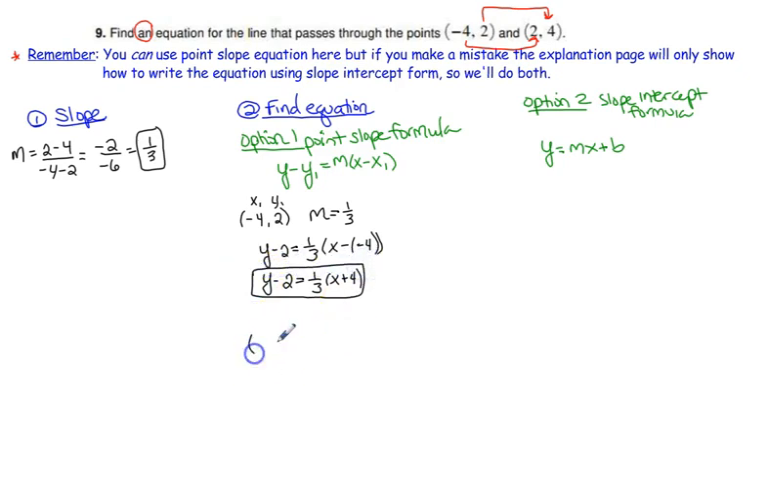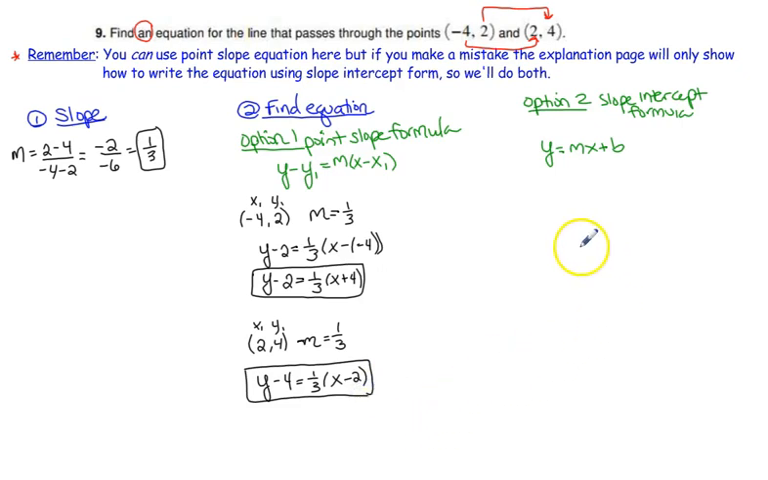Or I could pick the other point, 2, 4, and my slope is still 1/3. x1, y1. Y minus 4 equals 1/3 x minus 2. Plugged in positive coordinates there, so no sign changes.